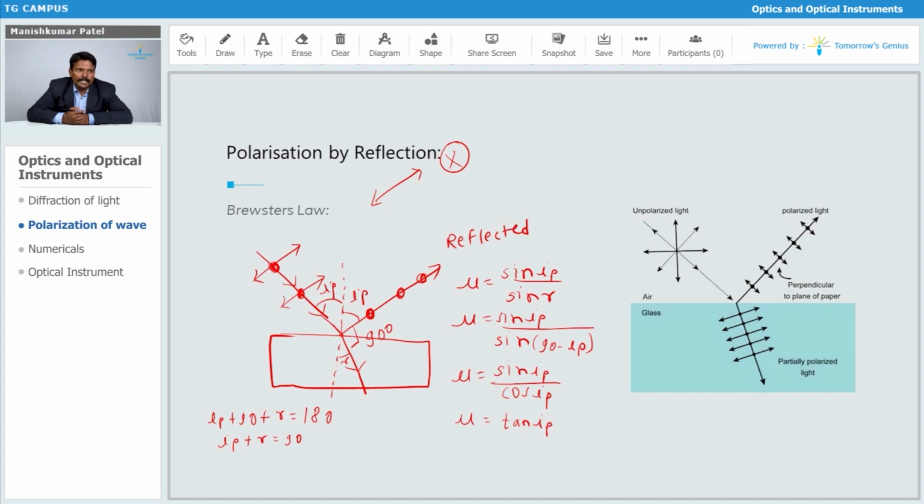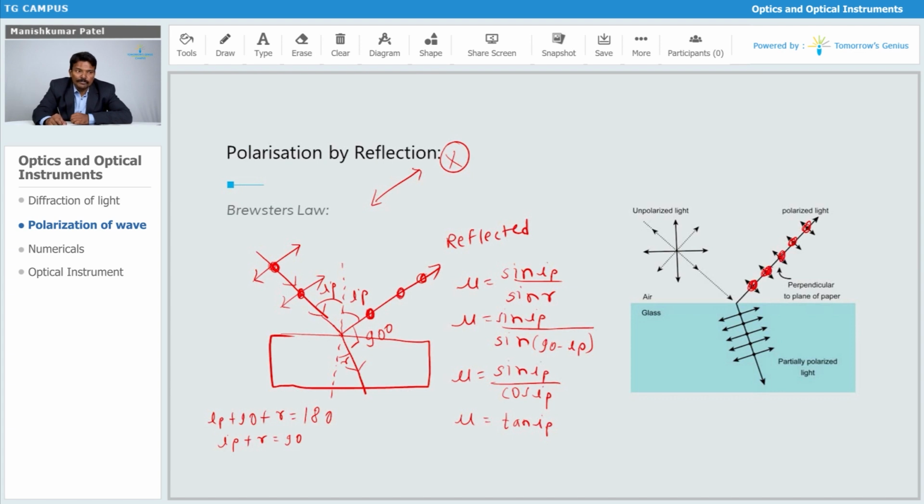In the same diagram I have shown, the two components are not possible after reflection. Only one component, perpendicular to the direction of propagation, is possible. That is what we call Brewster's law. After reflection you can't show the in and out components, so you show only this component.